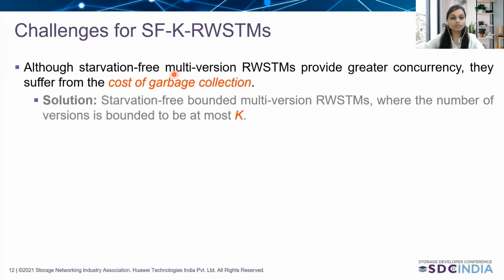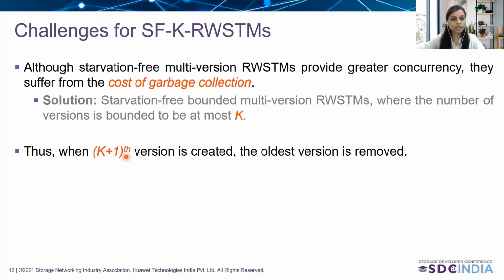Although starvation-free multi-version RWSTMs provide greater concurrency, they suffer from the cost of garbage collection. As we know, maintaining multiple versions takes a lot of space, so we need to do garbage collection. But garbage collection also interrupts the normal methods of the RWSTMs. So the solution is starvation-free bounded multi-version RWSTMs, where the number of versions is bounded to be at most k.